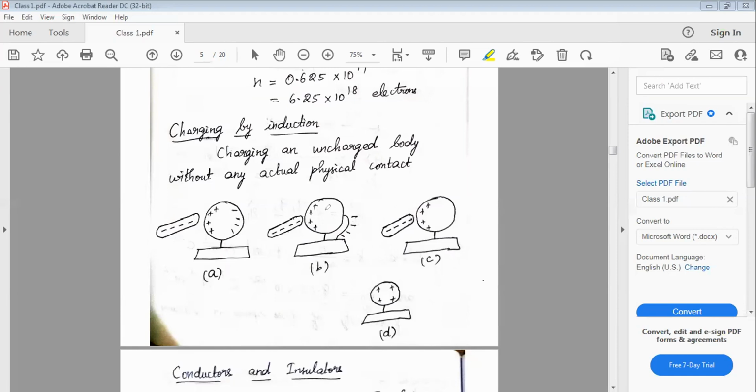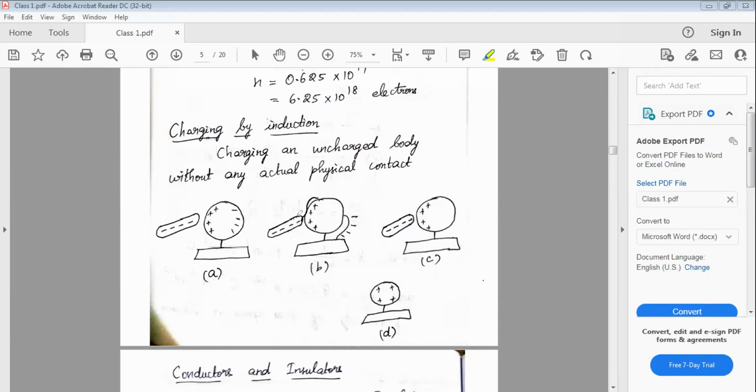Then you connect a wire from the sphere to the ground. This process is called earthing. So this end of the sphere is earthed now. The negative charges which were present here move through this wire to the ground, due to the earthing process. Earthing means you have a connecting wire and the wire is connected to ground. The negative charges move through the wire and into the ground.